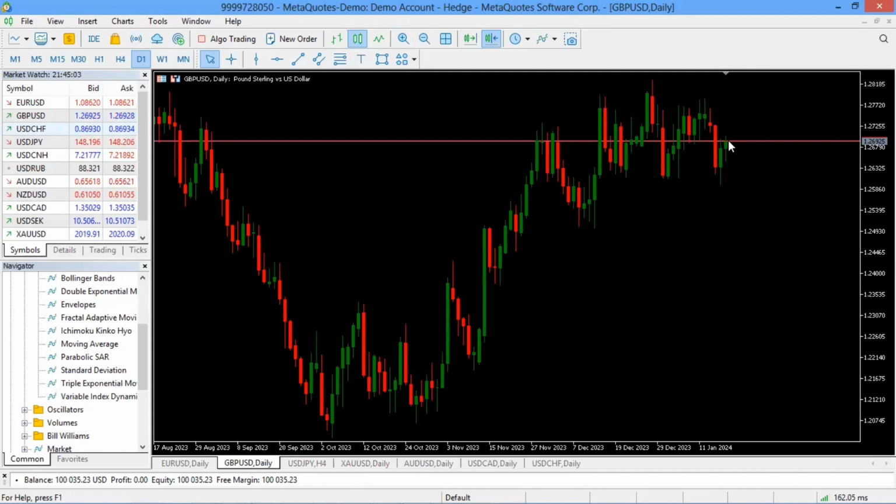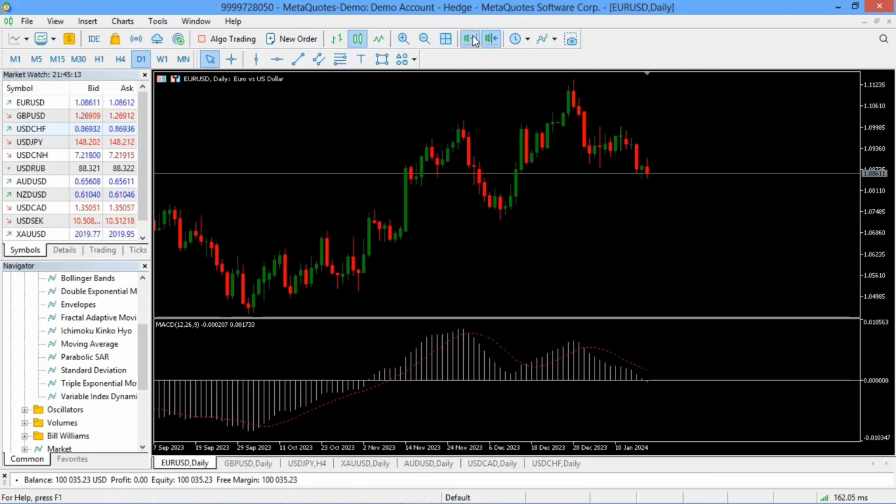Now, today it's closing above, so I can decide to buy. But looking at the big picture, it's a range market, so I can still stay away from it. Let's see EU.